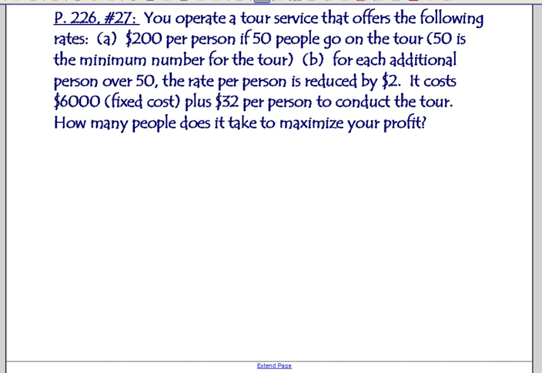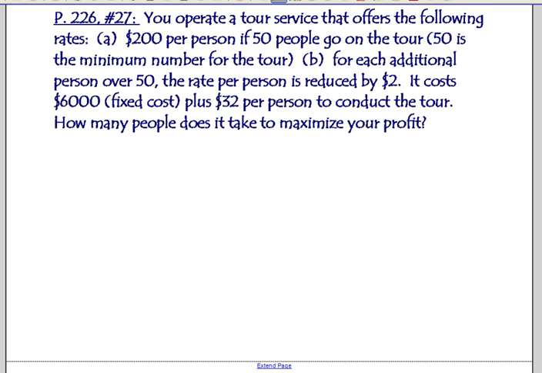The tour itself, what it's going to cost the company is $6,000, plus it only really costs them $32 a person to have the tour. So the question is, how many people does it take to maximize your profit? So again, our challenge here will be to come up with an equation.